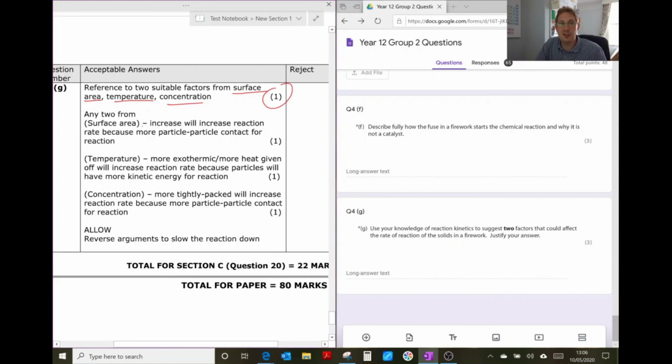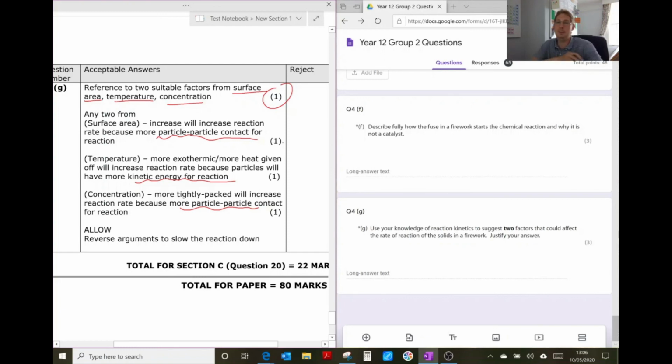Any 2 from surface area. Increase will increase reaction rate because more particle-particle contact. Temperature, more exothermic, more heat given off will increase reaction rate because particles have more kinetic energy for the reaction. Or concentration. More tightly packed will increase reaction rate because more particle-particle contact. You just had to use some GCSE collision theory there.